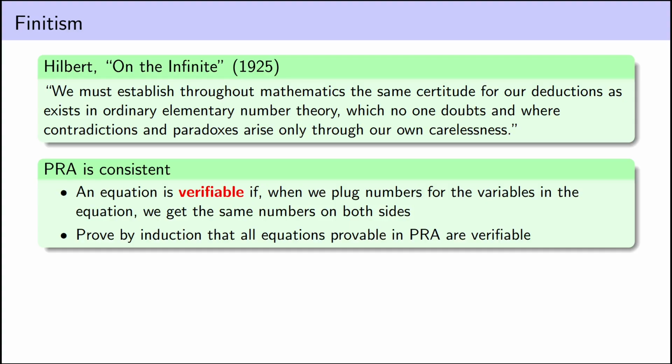And then we just prove by induction, on the length of our proofs, that every equation we can prove in primitive recursive arithmetic is verifiable. So we can't, for instance, prove that 0 equals 1, which we could if primitive recursive arithmetic was inconsistent. So I want you to actually take a moment here and think about how compelling this proof actually is. Does this convince you that primitive recursive arithmetic is consistent?